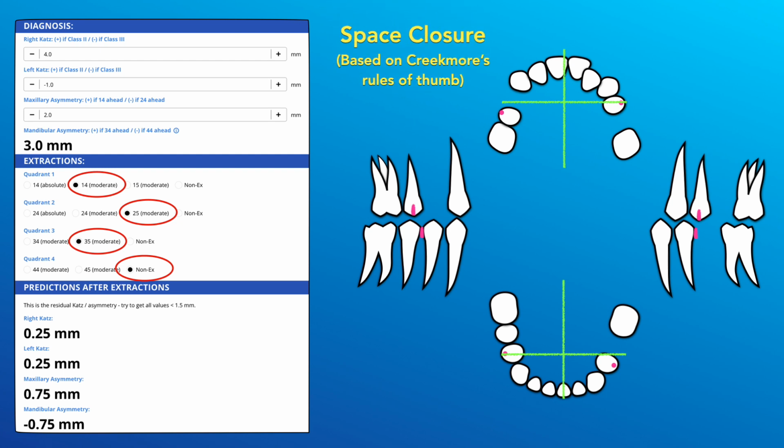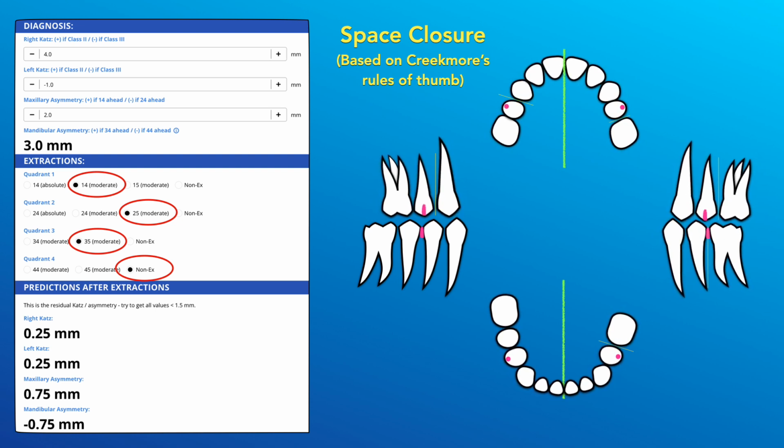And we're going to simulate space closure based on Creekmore's rules of thumb, which I've talked about on other sections of my website. So upper 4s close 50-50, upper 5s close 1/3, 2/3, and lower 5s close 50-50. So let's simulate that right here and see what we're left with.